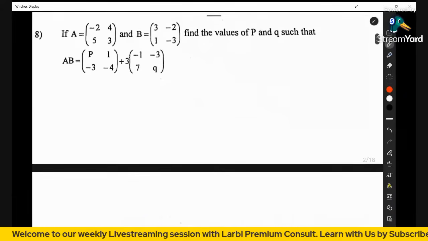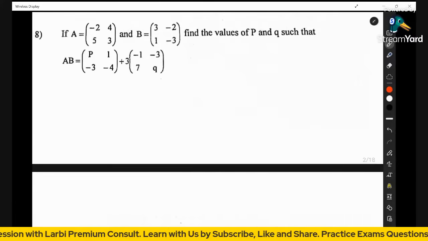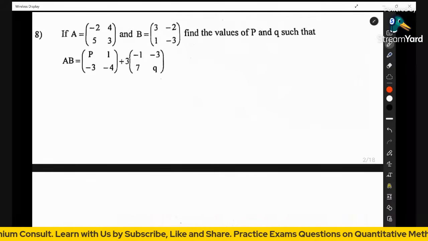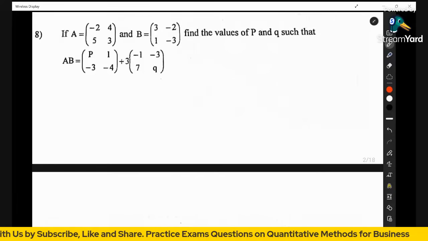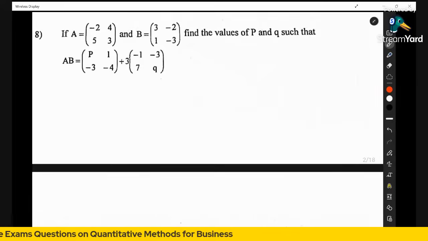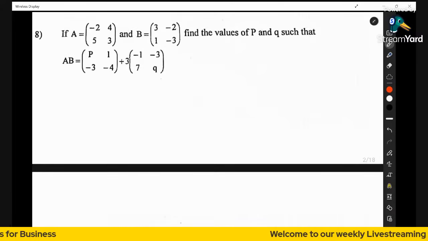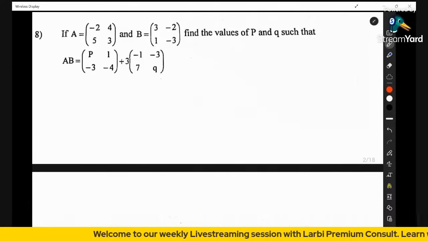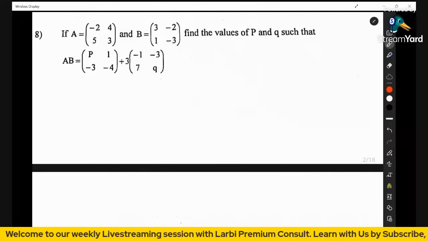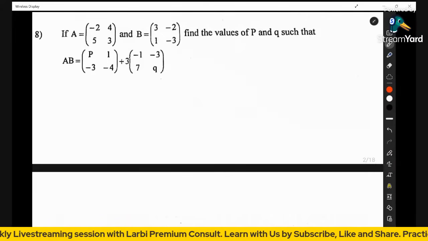Question number 8. If A is equal to this and B is equal to that, so their matrices actually, we have to find the values of p and q. Said that AB is equal to p 1 negative 3 4 plus 3 multiplying what? Matrix negative 1 negative 3 7, and then q. So before you can actually get the values of p, you must find what? The product of what? A and B as being what? A matrix. Okay, so that's what you need to do. So in this particular case, we'll have what? We need to find what? AB.